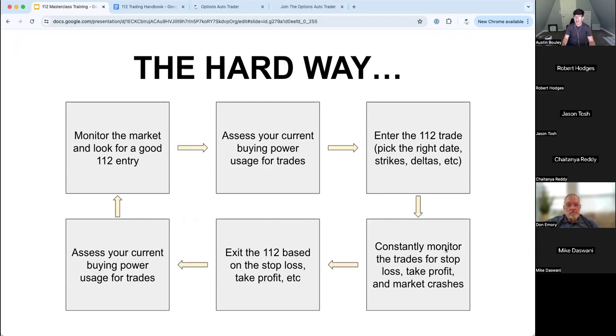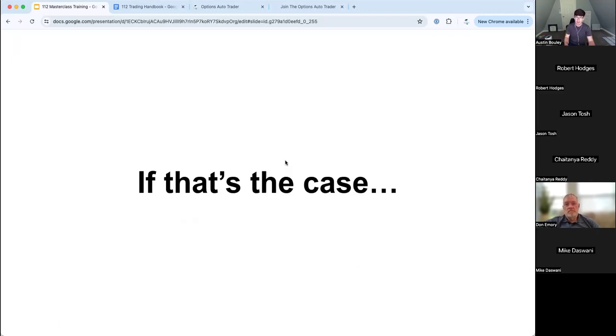Then you assess your buying power and you restart this whole process. This can take hours and hours every single day and take up a lot of mental space and drain on what the market is doing and how to manage your trades. It can take a lot of time and put a lot of stress on you. So this is the hard way if you're trying to trade the 112 trade manually yourself using a computer and clicking the button. It takes a lot of time, okay?